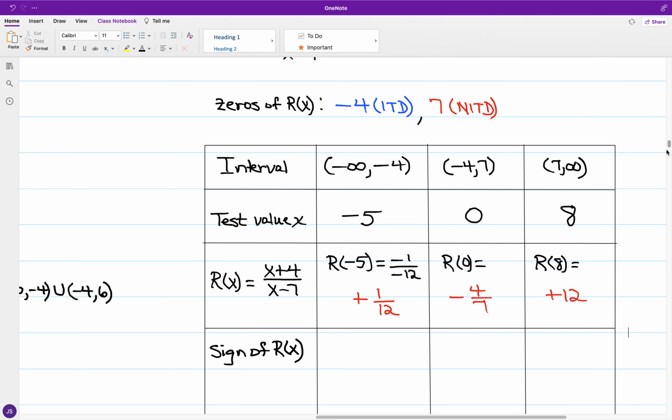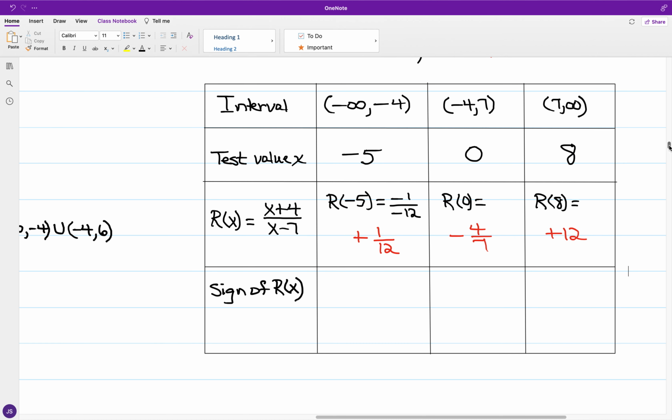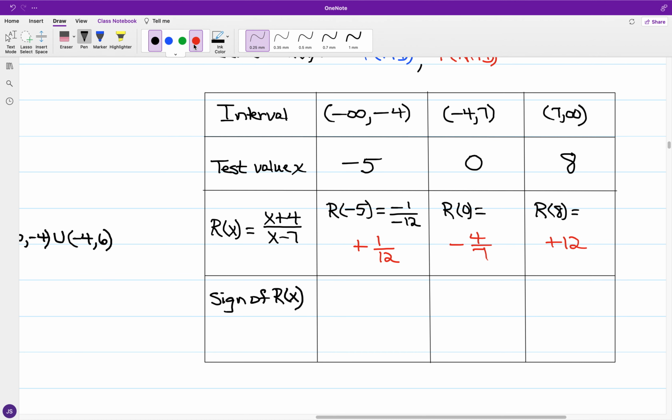And in the case of the sign of the rational function, for inputs less than negative 4, the output is going to be positive. So here we have r of x is greater than 0, and for the second interval, we have a negative output, so r of x is less than 0, and for the last, we have a positive output, so r of x is greater than 0.